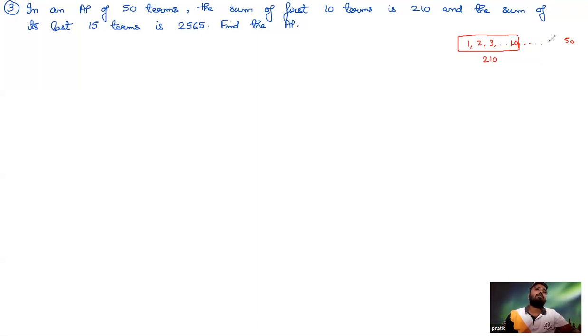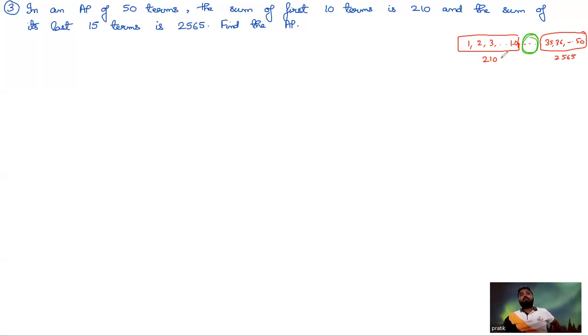So last 15 means from where? It's nothing but 50 minus 15, which is 35. So 35, 36 terms, all the way till the 50th term. The sum of these last 15 terms is 2565. In between what is happening, we don't have the sum of them.